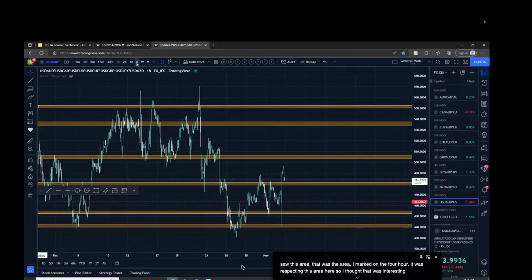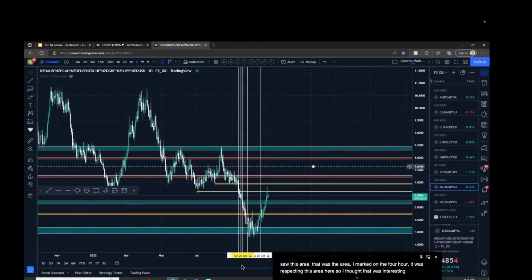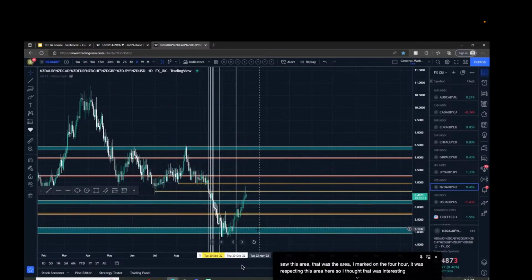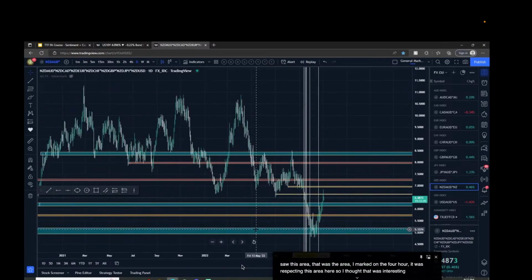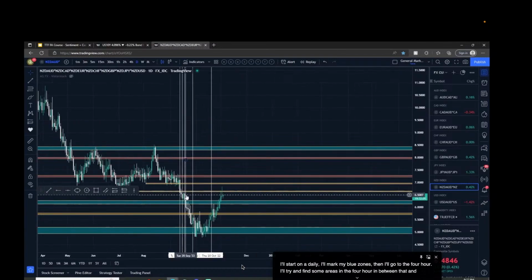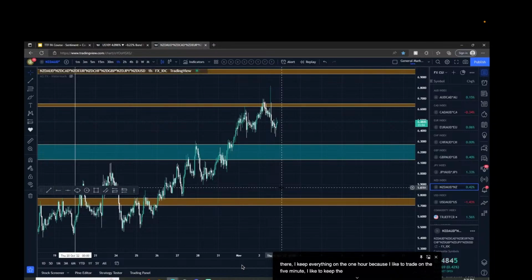And so I'll literally do this for all 8 of the indexes. Basically, I will just do this for all of the other 7 indexes. I'll start on the daily. I'll mark my blue zones. Then I'll go to the 4 hour. I'll try and find some areas in the 4 hour in between that. And then I'll go on the 1 hour. I'll mark a few 1 hour levels. And then from there, I keep everything on the 1 hour because I like to trade on the 5 minute. I like to keep the Forex ETFs at least 1 to 2 time frames ahead of what I am trading.